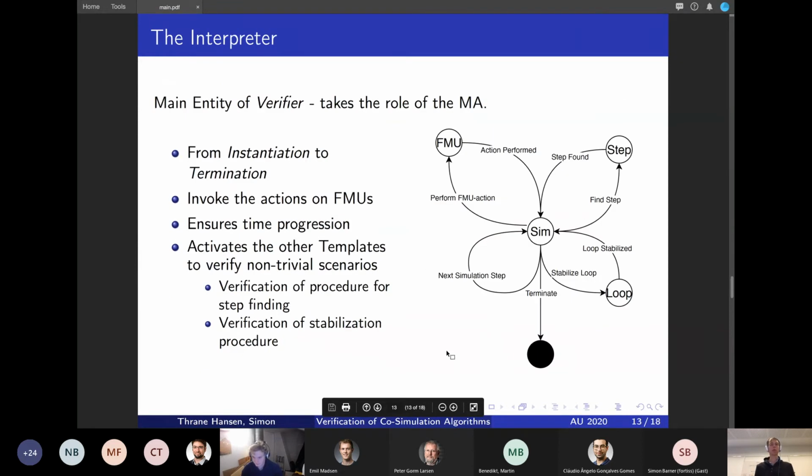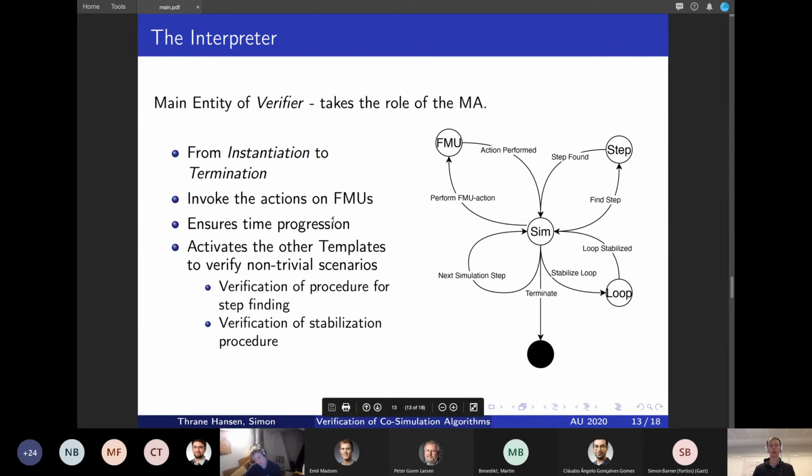So the interpreter, I'll just talk briefly about 3 of these. That's the main entity of the verifier, and it pretty much takes the role of the master algorithm, and it performs all the steps from the instantiation of the FMUs to the termination. And basically, I have just shown you how the simulation works.